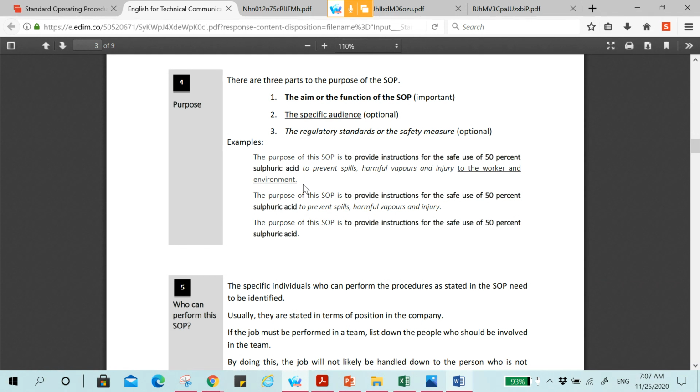Okay? So if you guys notice, for purpose, you also need to write in a full sentence. So when we say full sentence, make sure you have a full stop here, because a complete sentence is not complete if you do not have any punctuation mark, for example, a full stop. Okay? So I hope you guys understand.